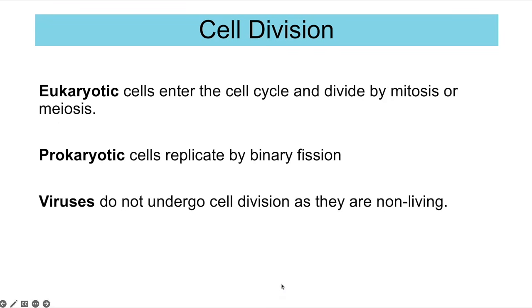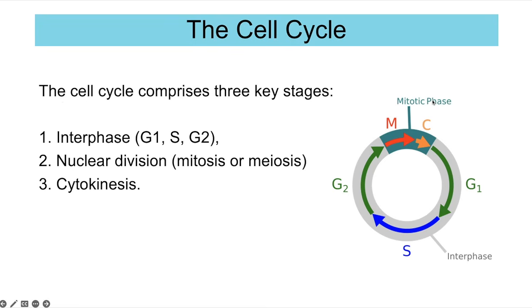So if you then go on to cell division, in eukaryotic cells, they enter the cell cycle and they can divide by either mitosis or meiosis. Prokaryotic cells divide by binary fission. And viruses do not undergo cell division as they are non-living. So we're going to focus on just mitosis in this video.